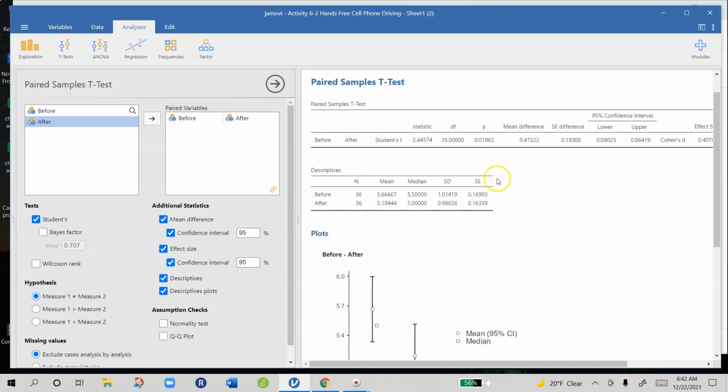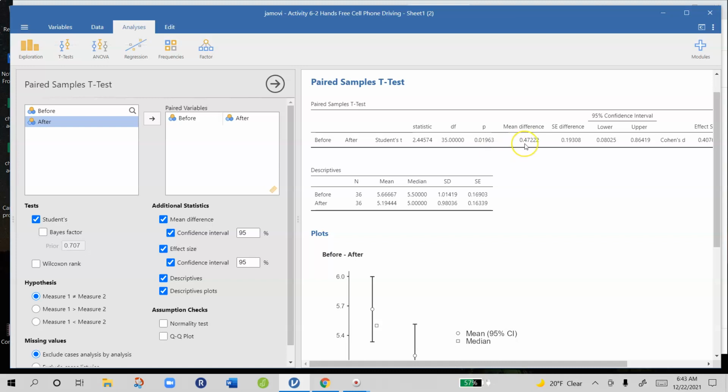All right, so we computed a t-test and obtained a t of 2.45 with 35 degrees of freedom. Right, we had 36 people in the study, so it's just n-1 for degrees of freedom. And the p-value is 0.02, which tells us that these results are unlikely to be due to sampling error. This is pretty strong evidence against the null.